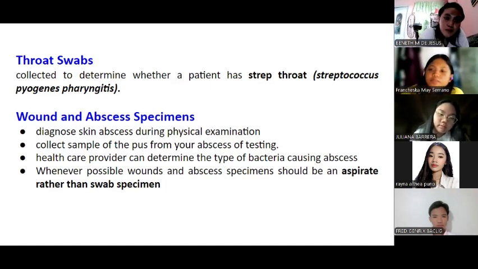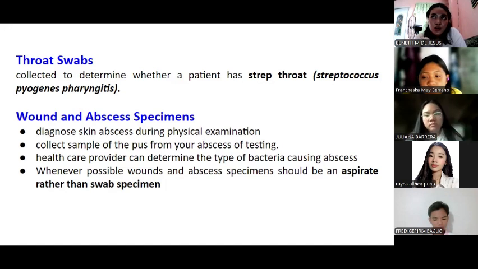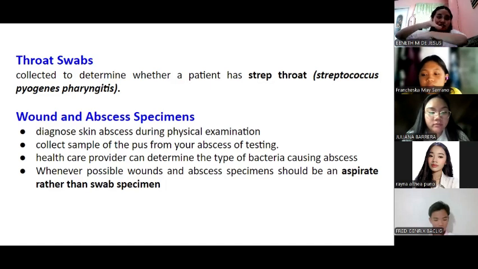Then, sa wound and abscess specimens naman is diagnose skin abscess during physical examination. Collect sample of the pus, ito yung nana. Ito yung nana siya. So, pag ine-examine to, hindi siya sinaswab, ina-aspirate siya para makuha yung sample, yung nana, para malaman kung ano ba yung nagkukos ng mamaga. Parang nakaangat, ganyan yung itsura niya. So, para malaman kung ano ba yung nagkukos nun.